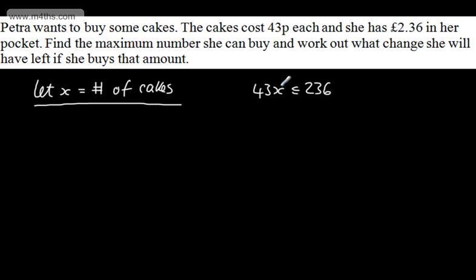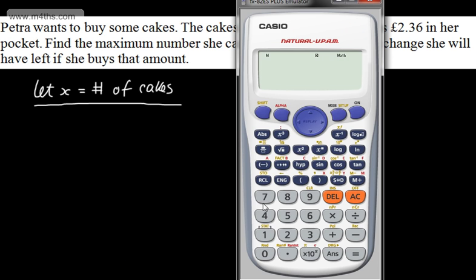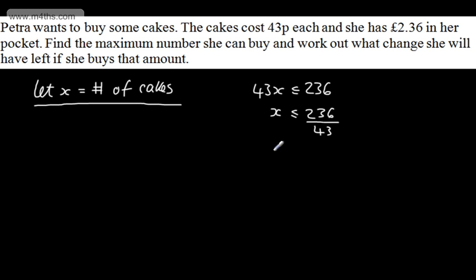If the number of cakes was 1, 2, 3, and 4, there's going to come some point. And that point, if we're going to solve this, is when x is going to be equal to or less than 236 over 43. So let's work this out now. We've got 236 divided by 43, and that now gives us 5.488. So we can say x must be less than 5.488 and so on and so forth.